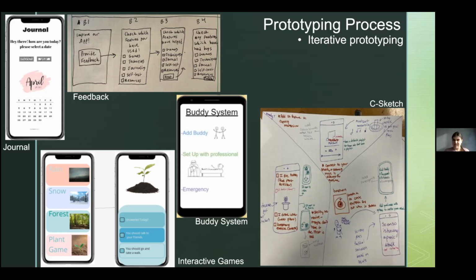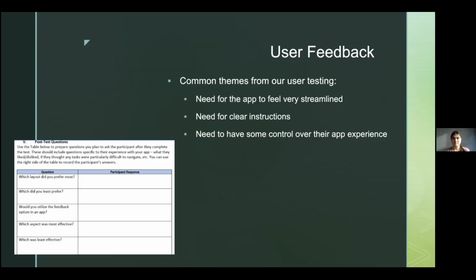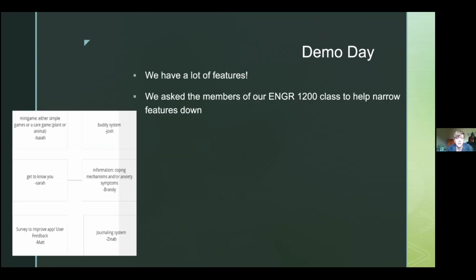After that, we once again came back together, talked about our prototypes with stakeholders, and talked about things that we could each improve or change about each of our own apps. The key feedback that we got from our users and stakeholders was that the app needs to feel very streamlined. There needed to be clear-cut instructions for use, and most preferred some degree of control over the app experience, an ability to customize it.